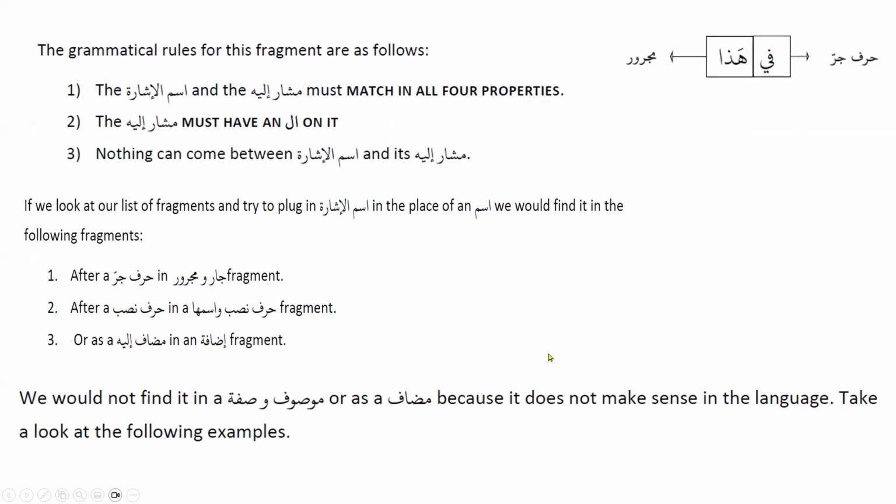So if I say fi haza, what does fi mean? Fi means in, haza means this, in this. So in this case, fi is a harf of jar and haza is non-flexible. Haza can be rafa, nasab, or jar, all the same form. So fi haza means, in this example, it is jar.